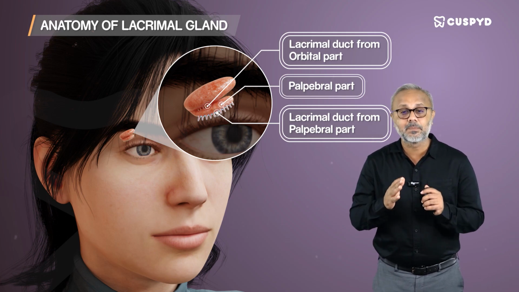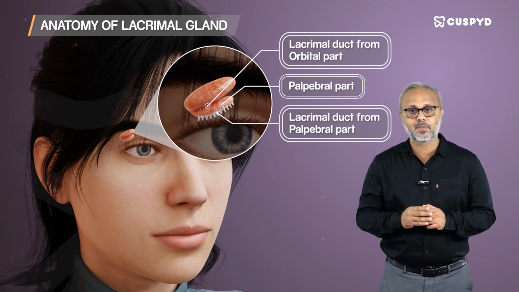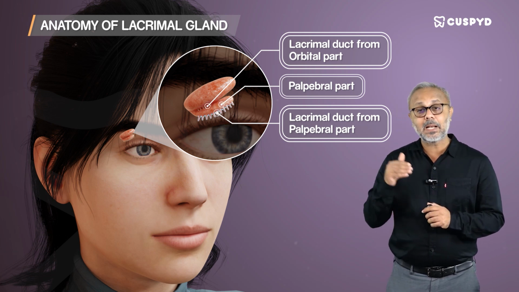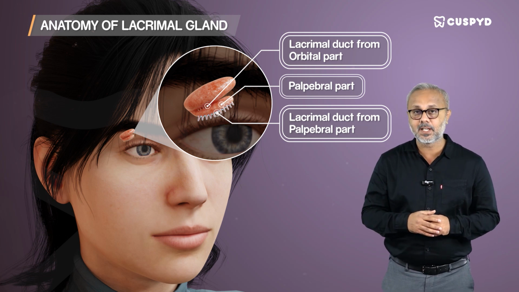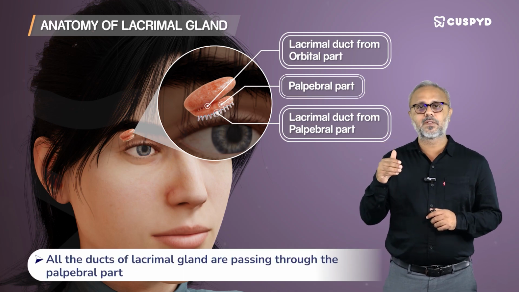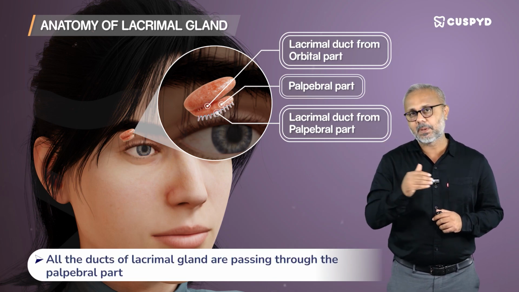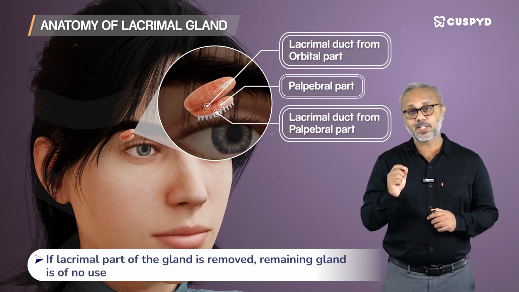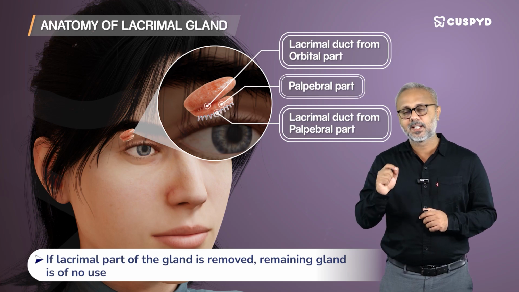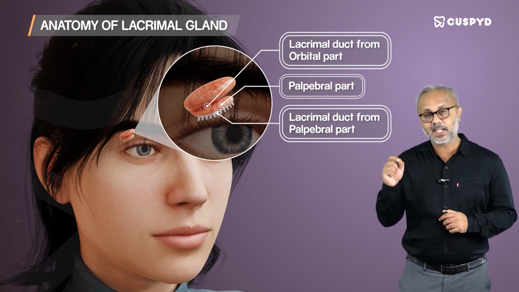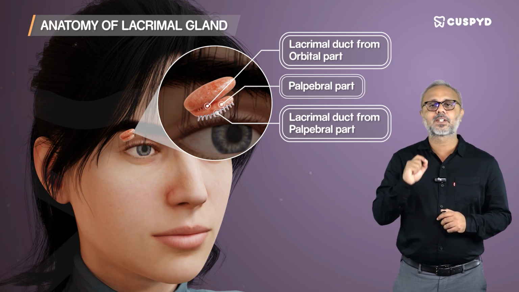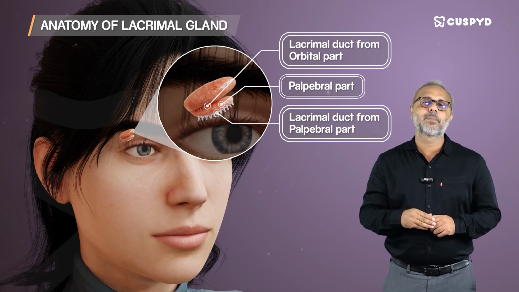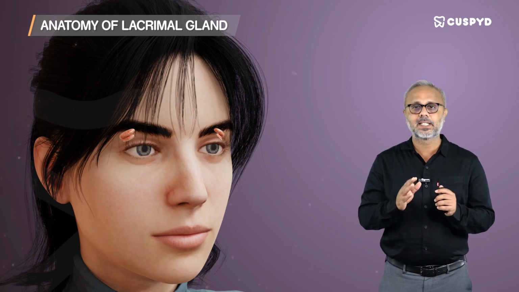Now, what is the importance of knowing this presence of ducts through the palpebral part of the lacrimal gland? Remember, since all the ducts of the lacrimal gland pass through the palpebral part, removing just the palpebral part is as good as removing the entire lacrimal gland. This is because the ducts of the palpebral part as well as ducts of the orbital part pass through the palpebral part, right? This is regarding where exactly the lacrimal gland parts are located.